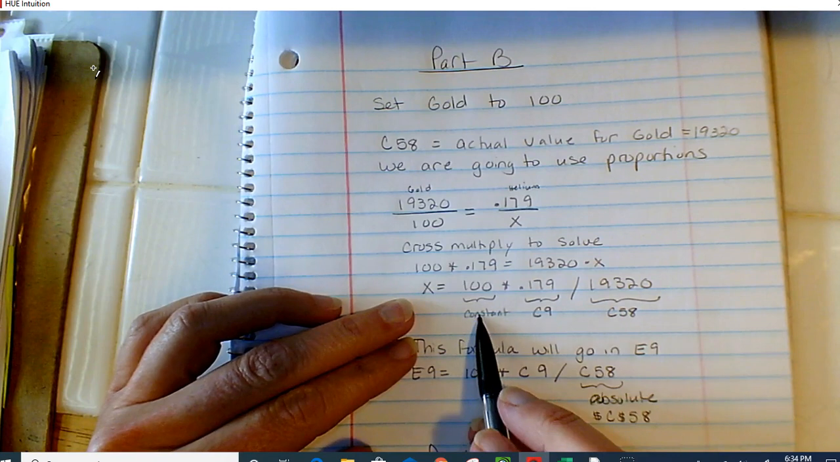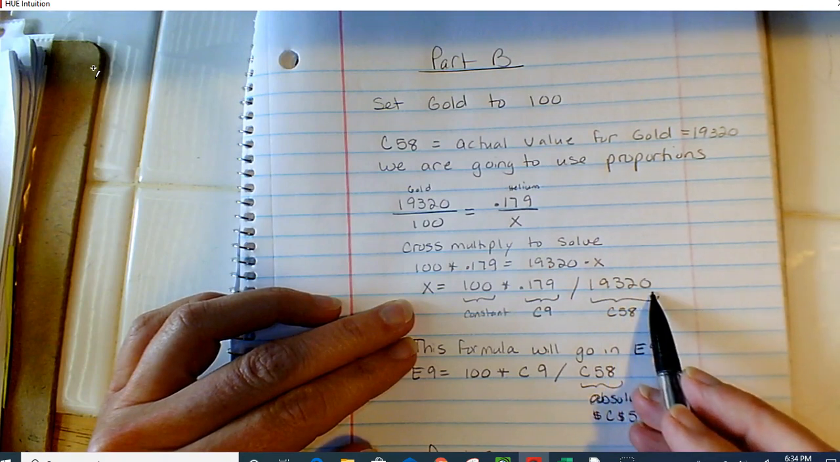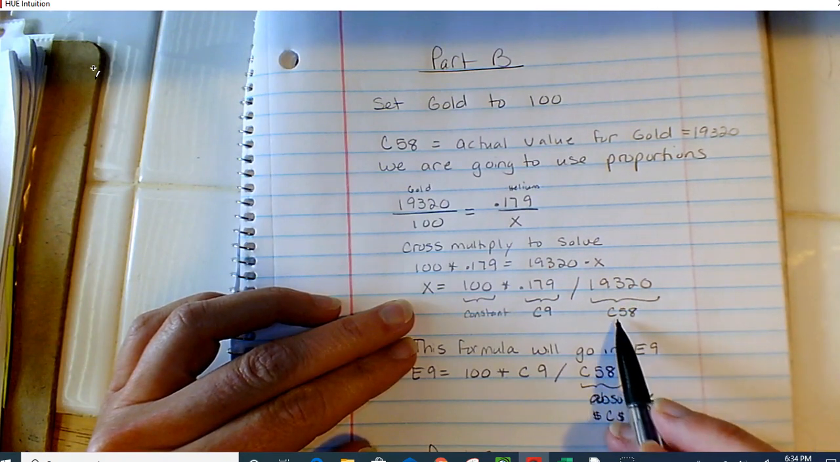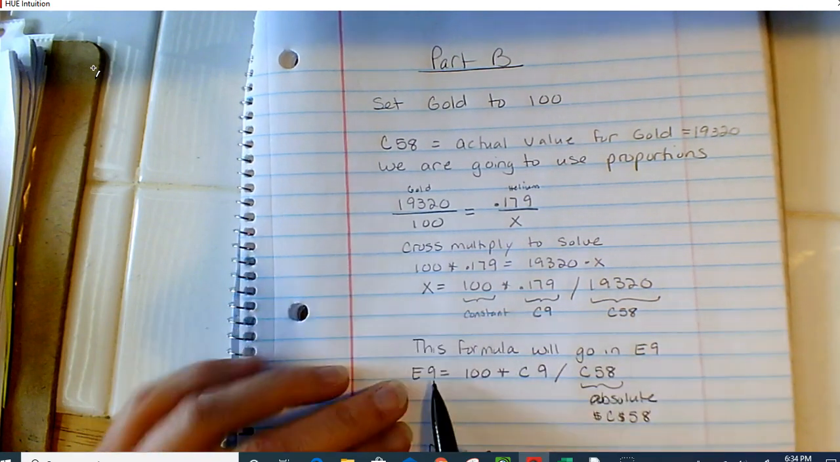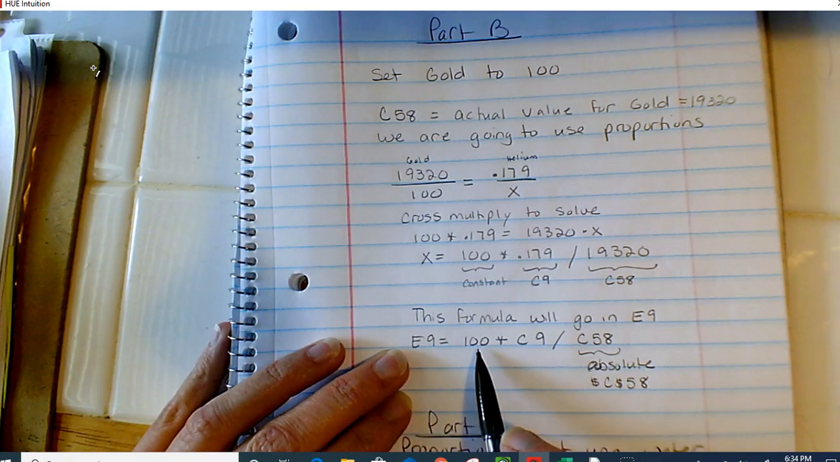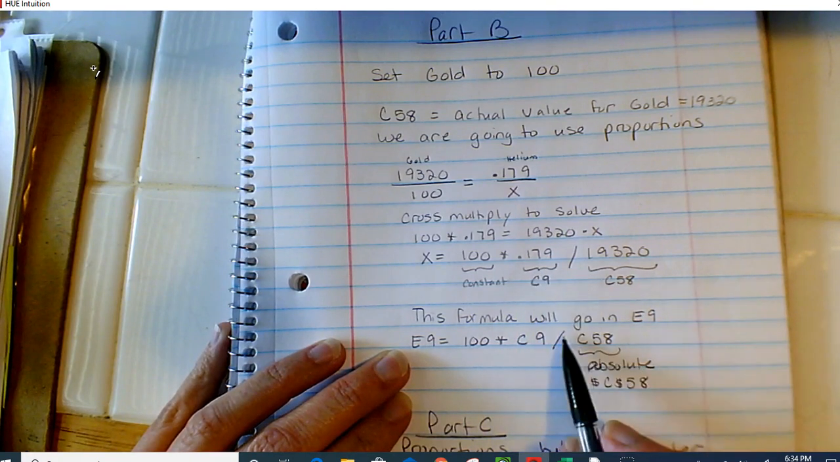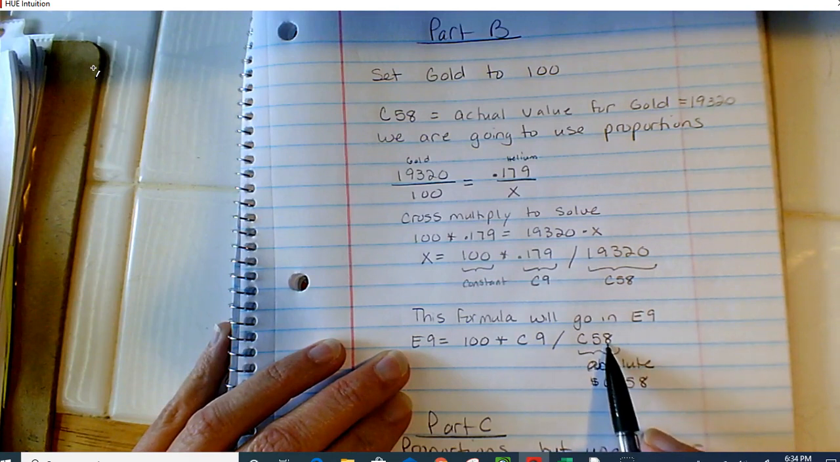So the 100's never changing. It's always going to be 100. The 19,320 is going to be a cell reference, C58. So this is our formula that's going to go in E9. It's going to be 100 times whatever's in C9, which is the 0.179, divided by C58. But C58 never changes, so again, I have to do an absolute reference.